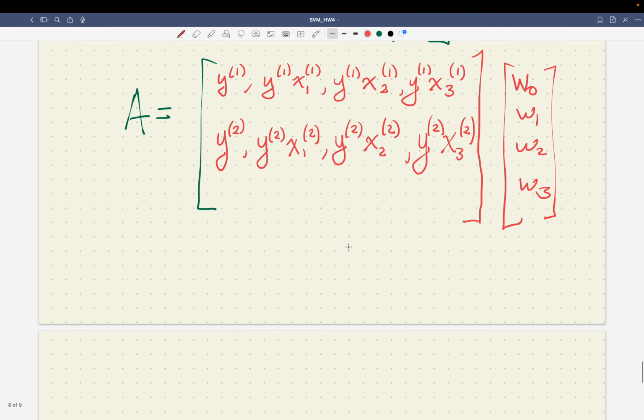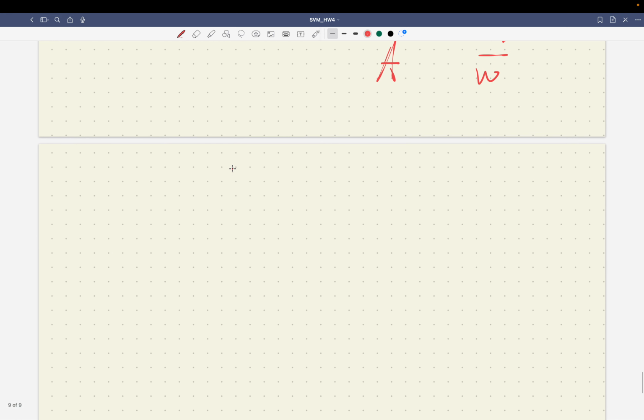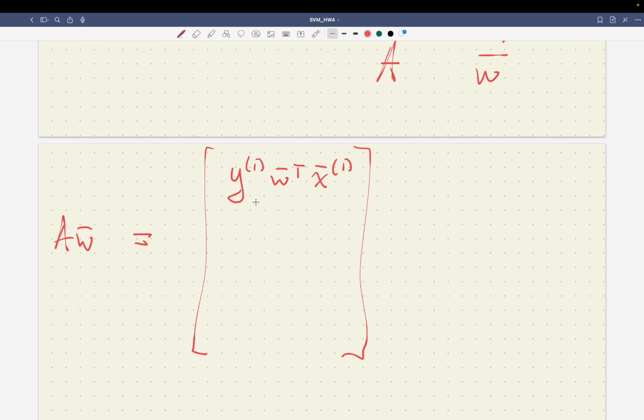So what happens when you do matrix multiplication of A times W there? Then that turns out to be Y1 W transpose X1 as the first entry. So A times W is equal to, and this will be Y2 W transpose X2. Okay, fantastic. And now we just want to set up an inequality, and what should we put over here? This is going to be our V. Obviously, it should just be 1 and 1.